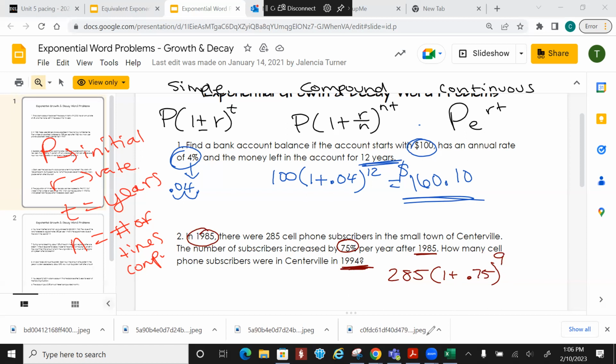Okay, when we type that into our calculator, we get 1 plus 0.75, raised to the 9. There's a lot of people. We get 43,872 subscribers to cell phones, and that is actually what happened. Like 2 people had cell phones, and then all of a sudden everybody.